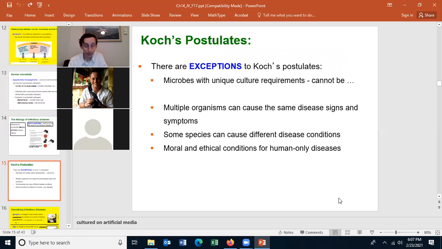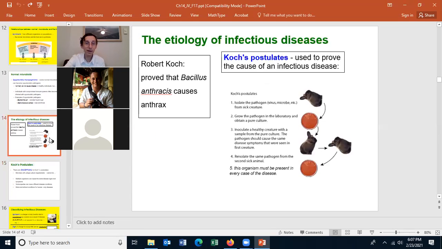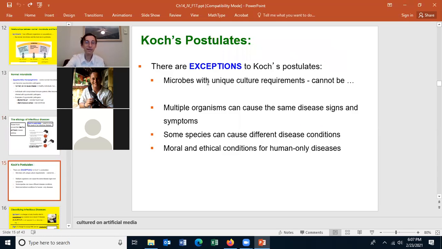We've tried for over 100 years, it's probably over 120 years now, to be able to grow syphilis in tissue culture. And no one's ever figured out what syphilis requires from its host in order to grow. And so we've never been able to grow syphilis and some other organisms in tissue culture. And so obviously, you cannot perform Koch's postulates if you can't grow the organism in culture. So that's an exception.